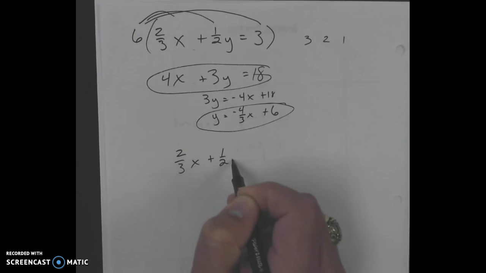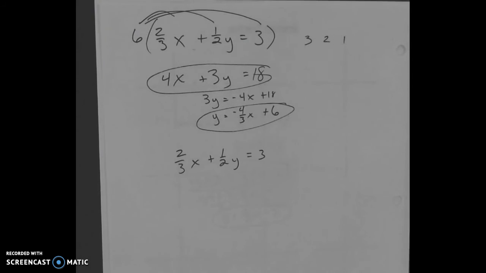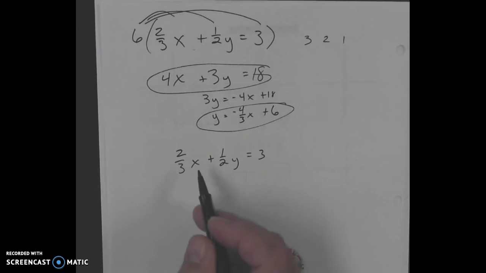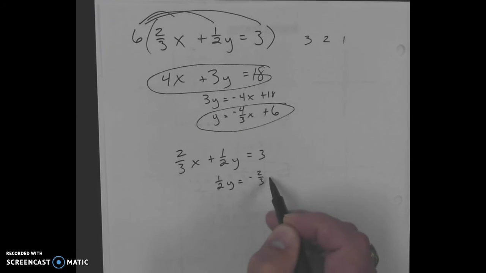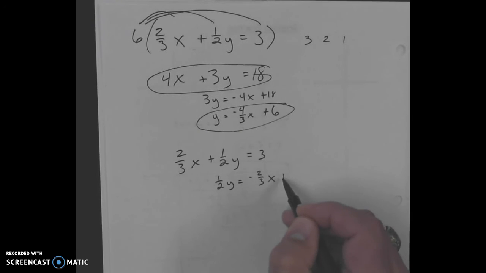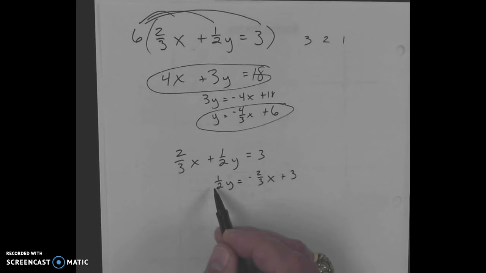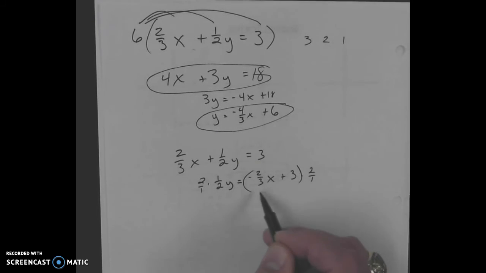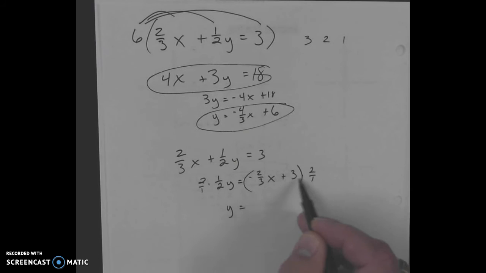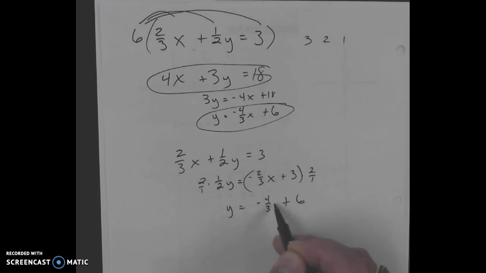You could actually solve this from right here for y if you have the guts to deal with the fractions. Subtract the 2/3 x and you have 1/2 y equals negative 2/3 x plus 3. And then, since this is 1/2, you're going to multiply by 2 over 1. Multiply everything by 2. And you get y equals, let's see, 2 times 3 will be 6. And 2 times 2/3 would be 4 over 3, so minus 4/3 x plus 6. So be creative. Use the tools you have.